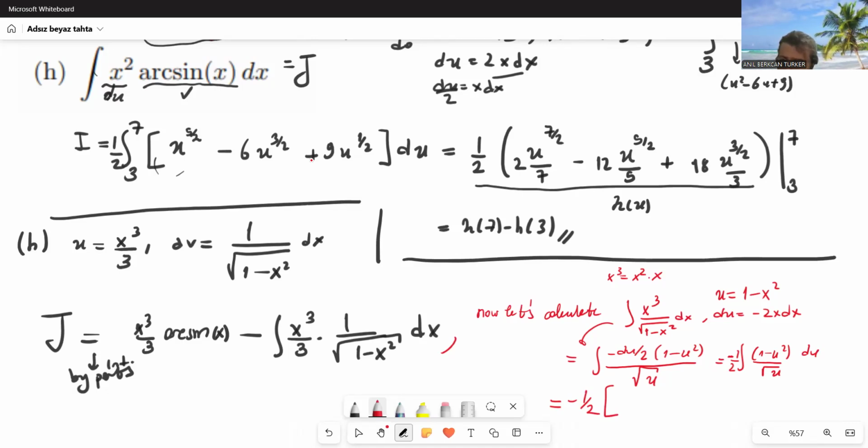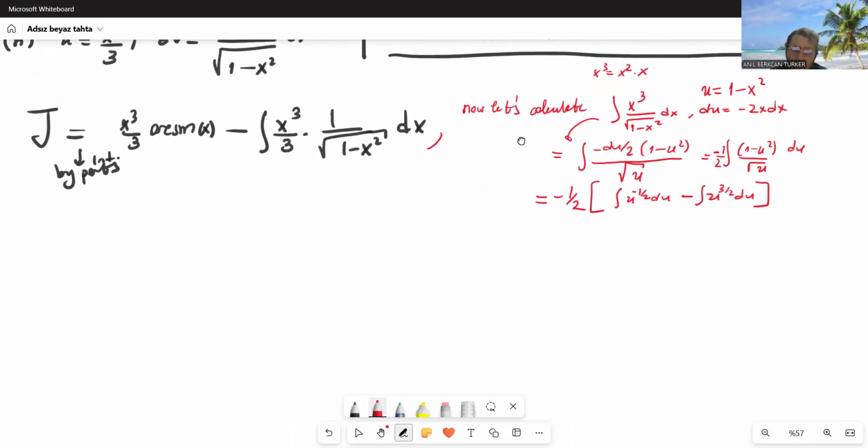Just expand this integral: u to the power minus 1 over 2 du minus the integral of u to the power 2 minus 1 over 2, so it is 3 over 2, du. Okay, so this square root of u is just actually u to the power 1 over 2. So you can write it like that, and you can calculate it.